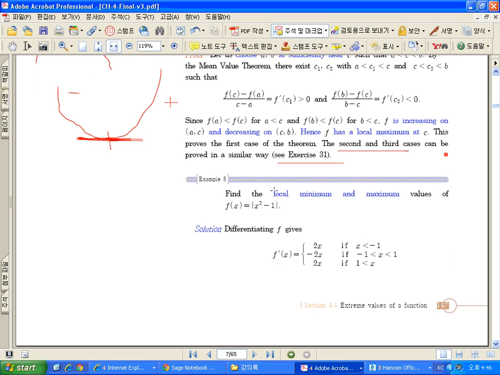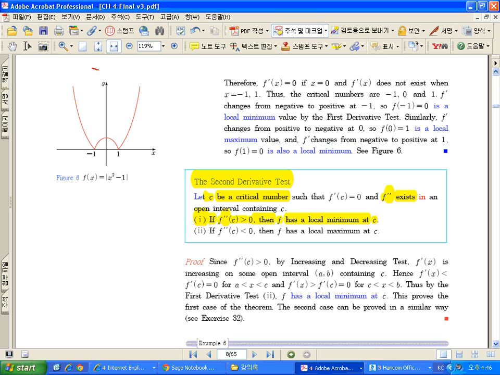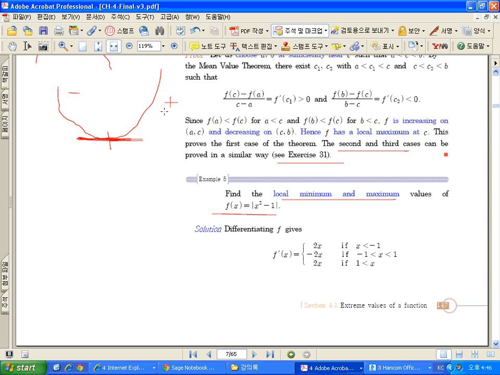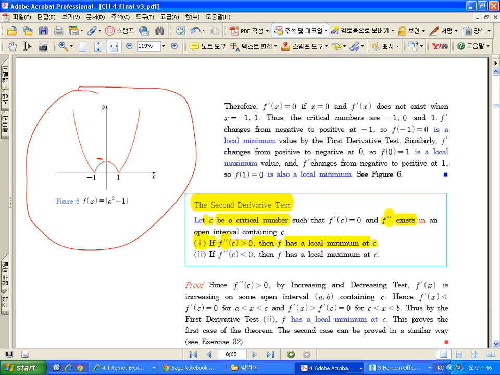Here, find the local minimum and maximum value of this. If you can draw this graph, you can easily see this. Then, what is the local maximum and local minimum in the interval? This is going to be a local maximum, and this is going to be a local minimum. At these points, you don't have a derivative. The derivative does not exist at those points, so those are the critical numbers. Here, the derivative is 0, so it is a critical point.